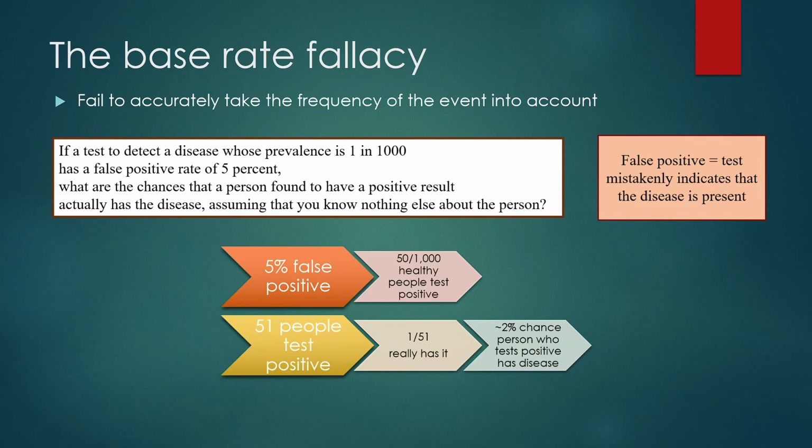So if you have a person before you who has tested positive for the disease, they feel like, oh God, I have it. Oh no, I have the disease, whatever this is that this is testing for. But the truth is they have a 2% chance of actually having the disease given the prevalence rate of 1 in 1,000 and a false positive rate of 5%. A false positive rate of 5% is pretty low, actually, for tests.